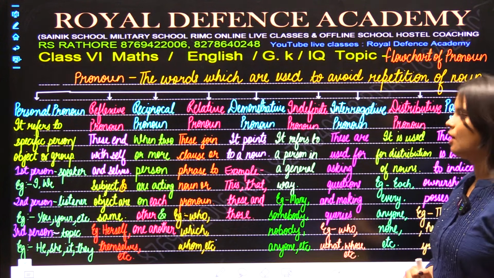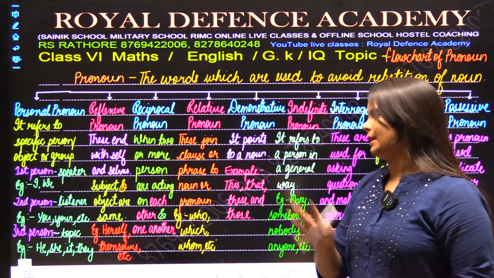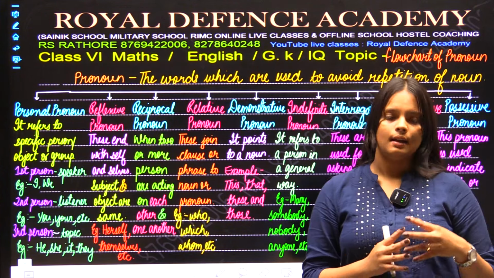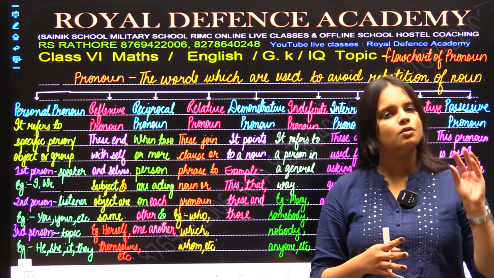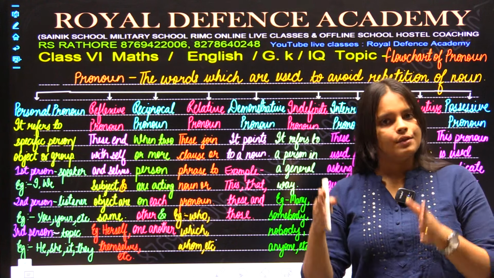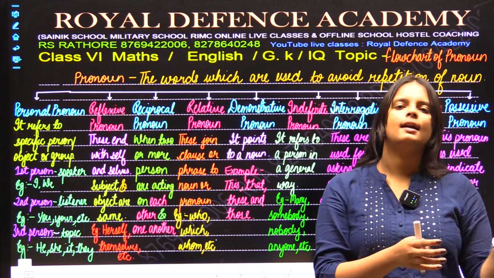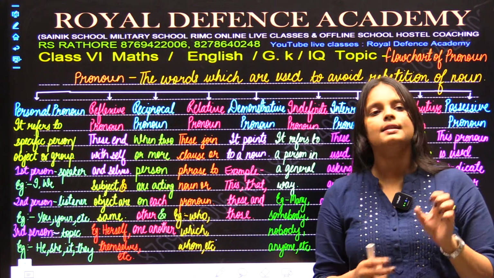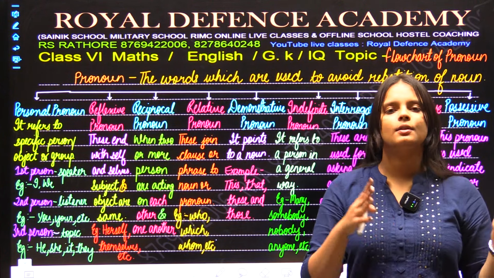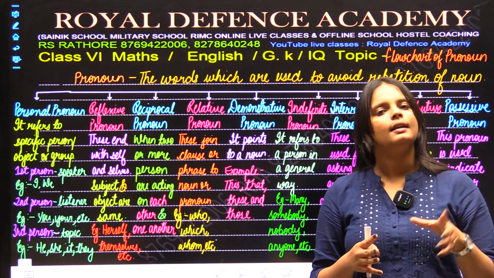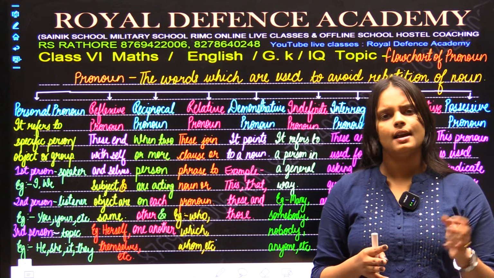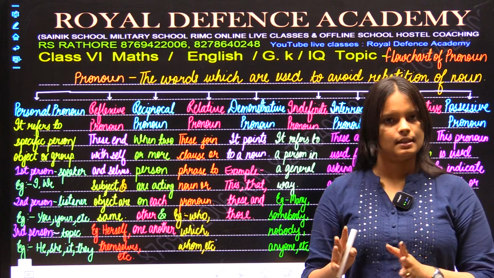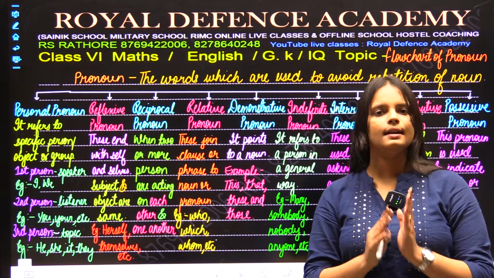Next is the relative pronoun. First of all, clause and phrase. If you don't know clause and phrase, first let me tell you, clauses are complete sentences which we can remove from a sentence and they still have a meaning. But phrases are incomplete sentences. If we remove them from a sentence, then they become meaningless or incomplete. Clauses are complete, phrases are incomplete.